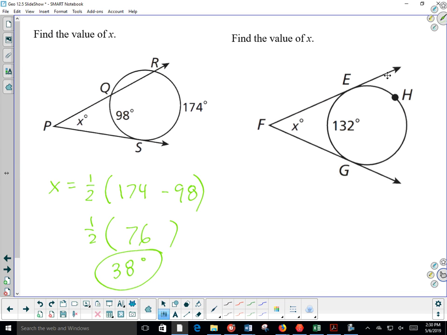Here we're trying to find the value of x. Would you take 30 seconds, turn to the person next to you, and see if you can figure out how to find this? They only gave us one arc measure, so how are we going to find the measure of angle x? Talk about it.